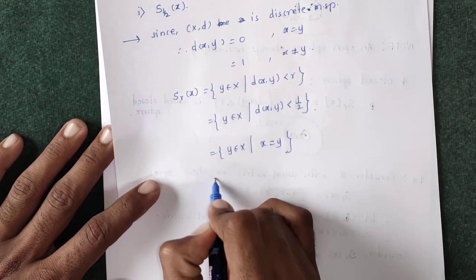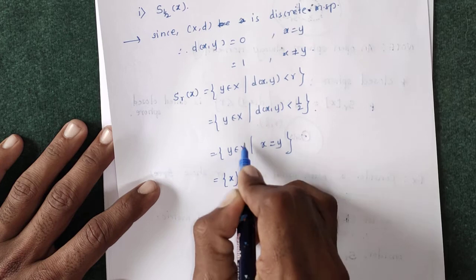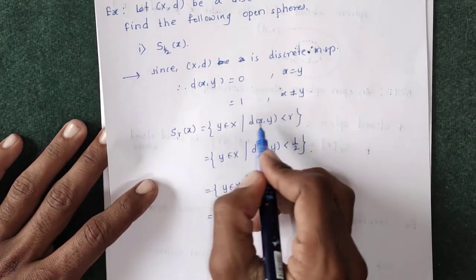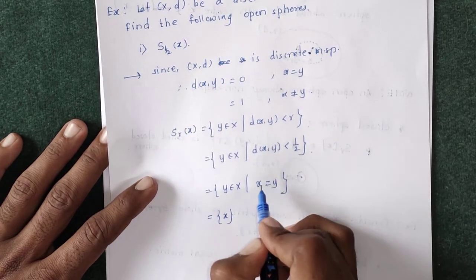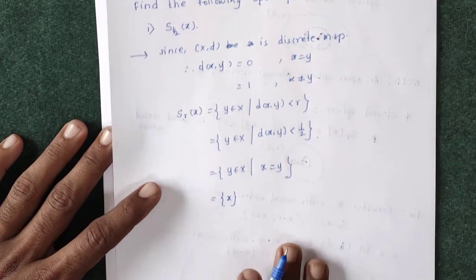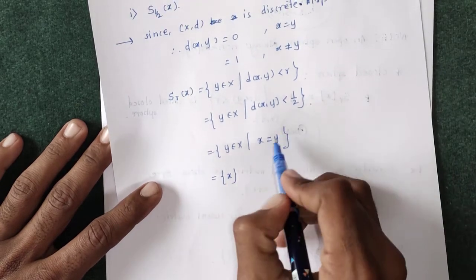Y equals x means there is only one element. If we take any element of X in this open sphere, distance of xy less than 1 by 2, then there is only one element in that open sphere, which is the center, the singleton {x}, because x equals y.